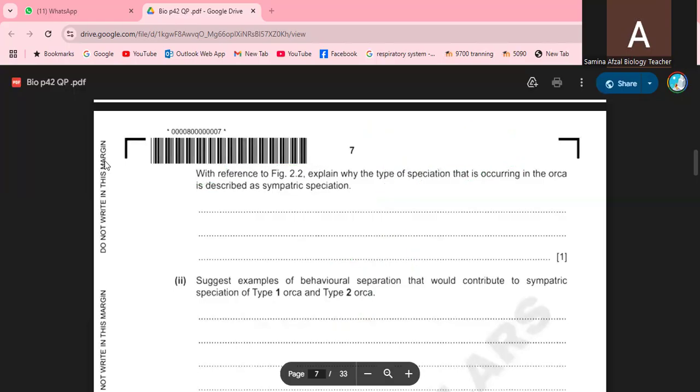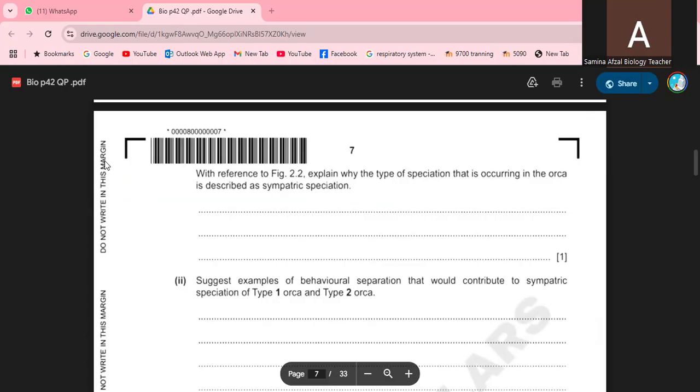So, first of all, I would like to tell you what is happening in this question. Sympatric speciation is the evolution of new species from a single ancestral species while inhabiting the same geographical region. That is, the species are living in the same geographical region, and then there is evolution, and a new species originates from the single ancestral species. So this is called sympatric speciation.